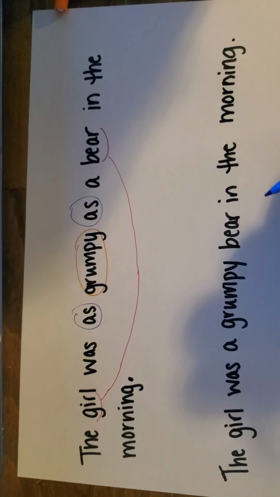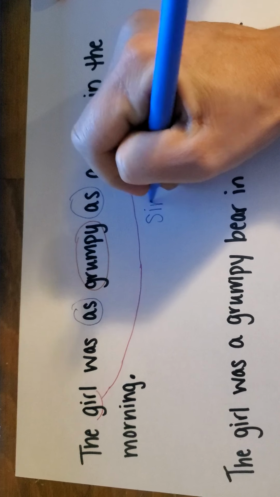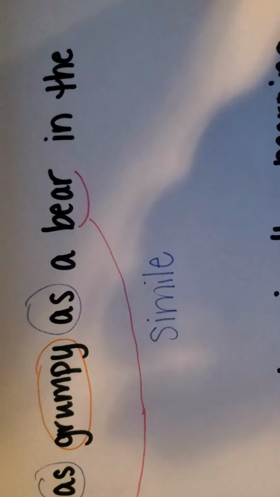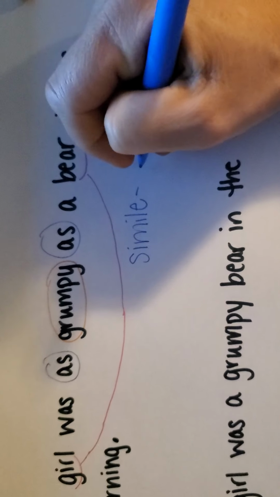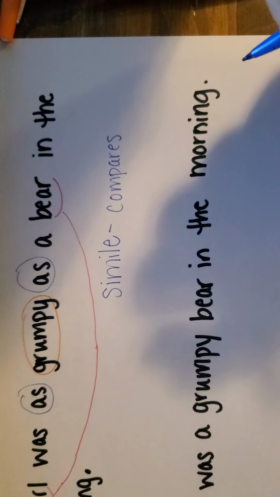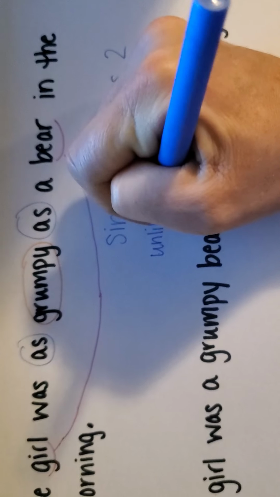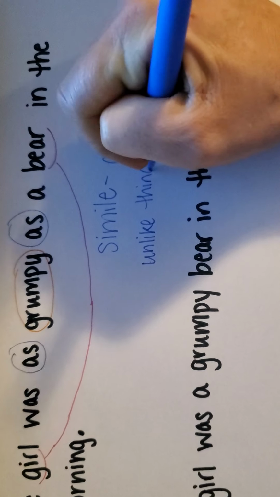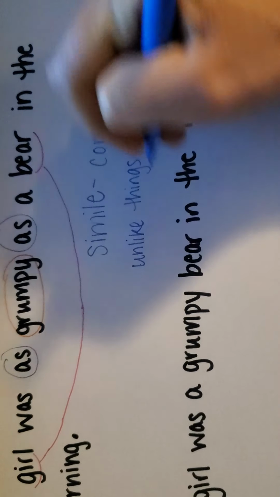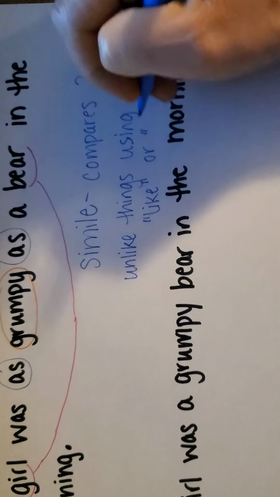It almost looks like a smile. So a simile is just that. The word simile almost looks like smile also, right? Simile, comparing two things that wouldn't normally be compared, using like or as.